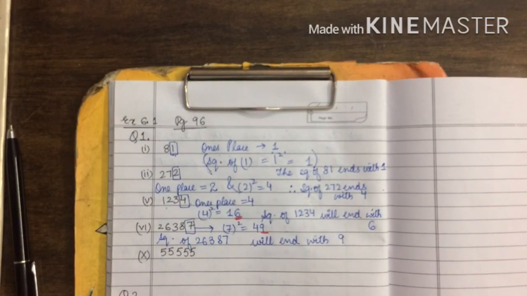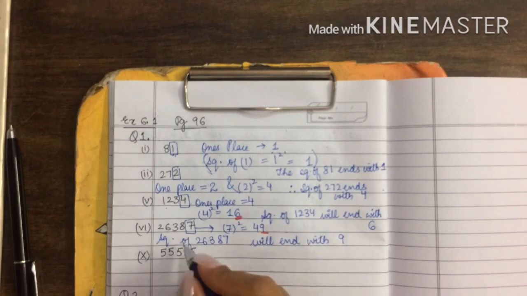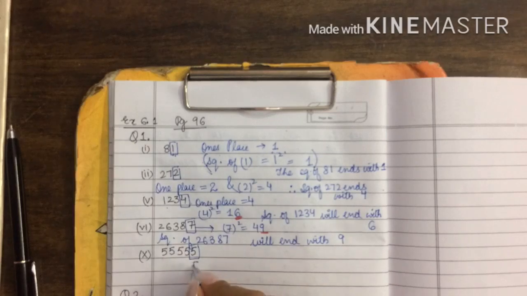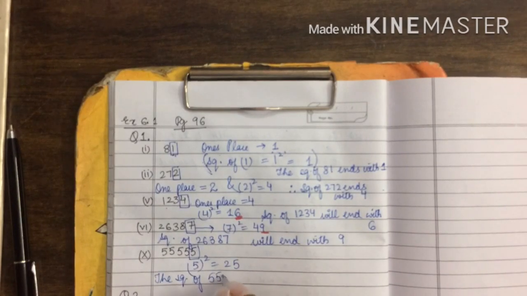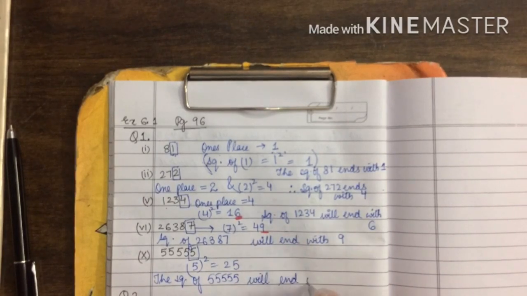You only have to look at the last digit. Take the last digit, write its square, see what that square ends with, and that will be your answer. So in the last part we have 5. So square of 5 is 25. So the square of this given number 55,555 will end with 5.